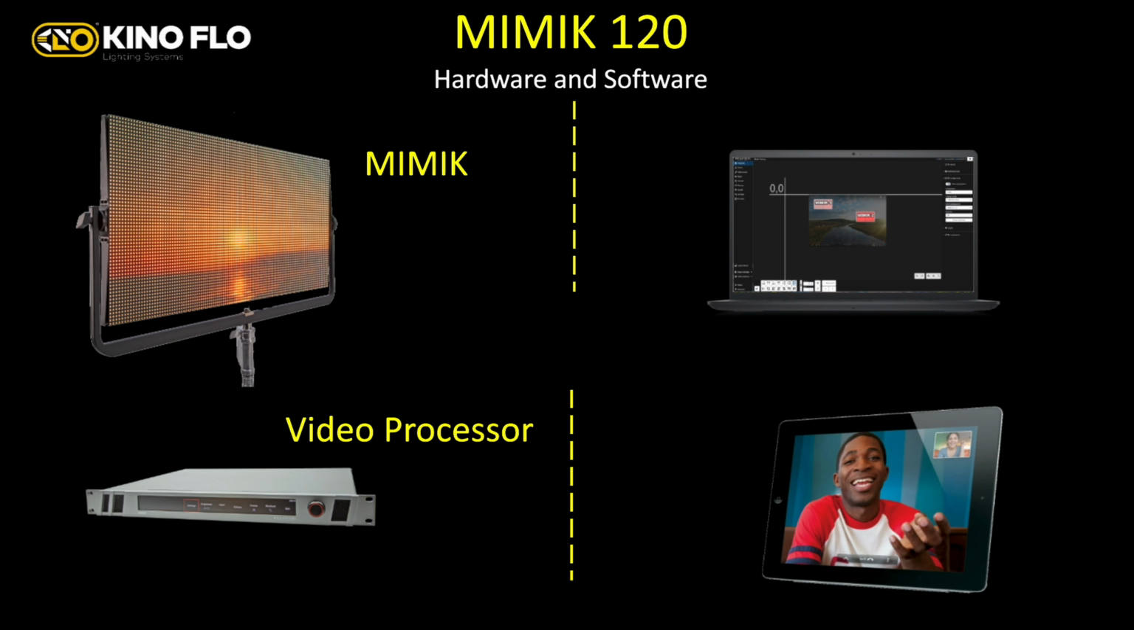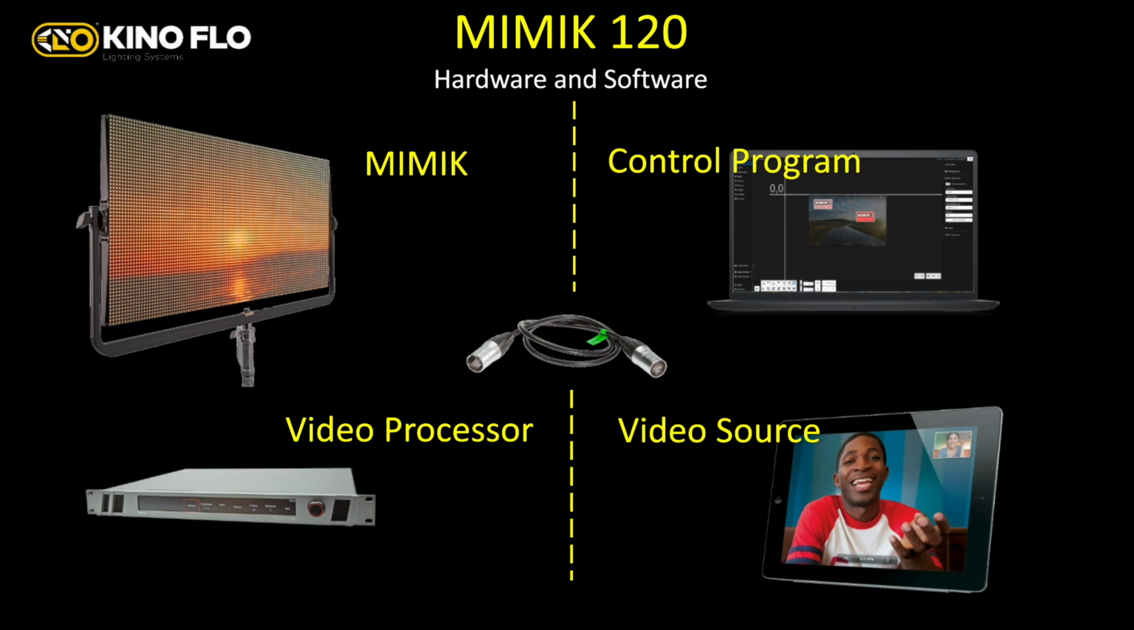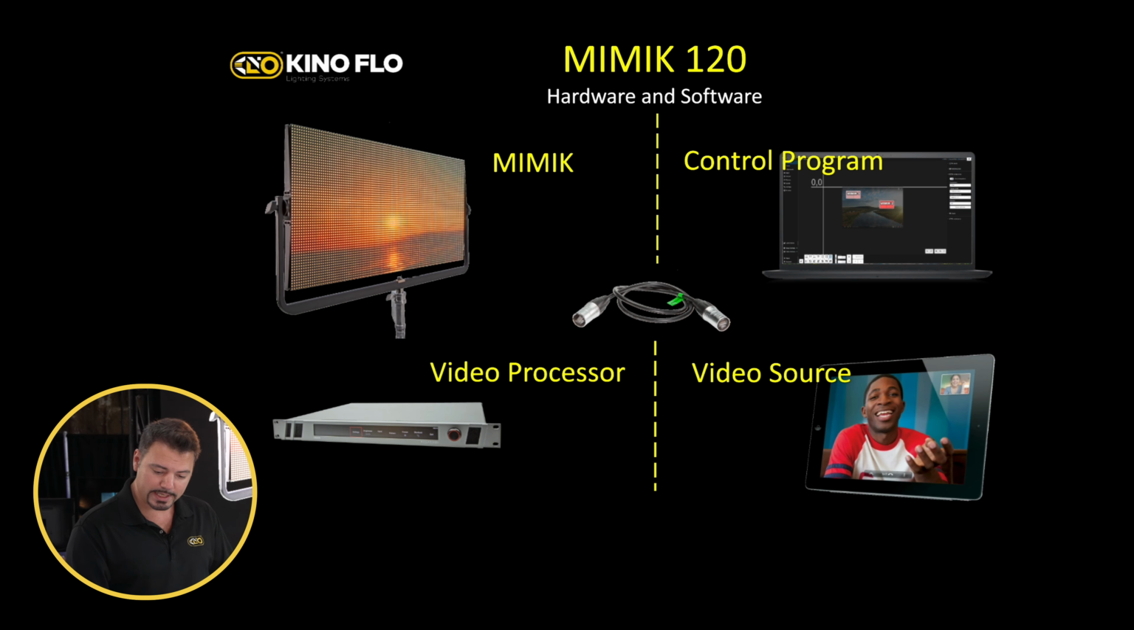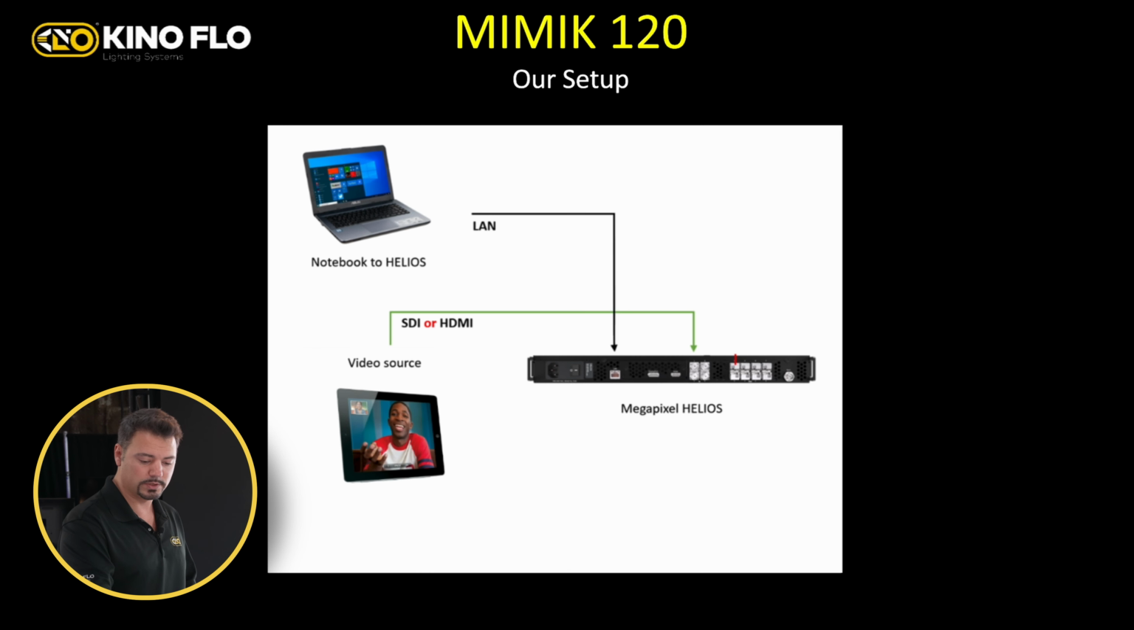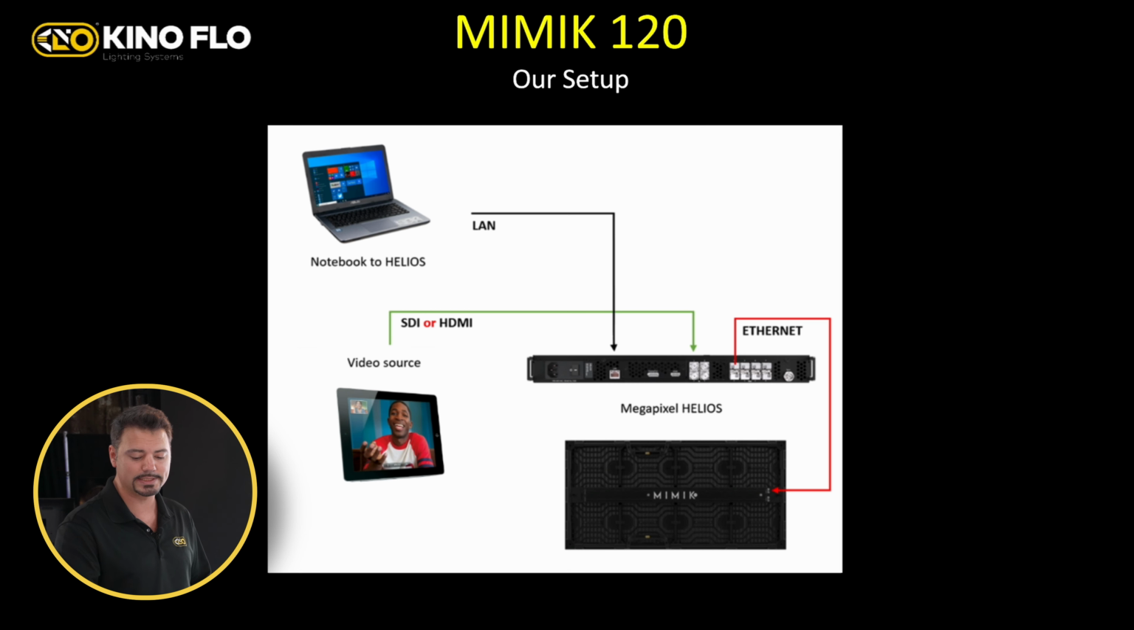So that's the hardware side. Now let's bring it together with the software side. For convenience, I like to separate the video source, in this case an iPad, and the control unit on a notebook. But you can also have both running on one device. The setup here is really just your notebook connected to the Helios video processor with an Ethernet cable. Then we have an iPad connected via an HDMI cable as our video source. And from there, one Ethernet cable goes to the first Mimic. If you have more than one unit, you just daisy chain from there.